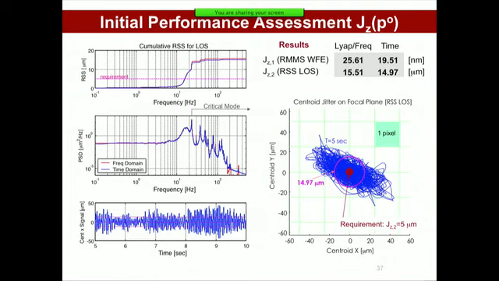Initial performance assessment. So this is really trying to find the requirements, deriving the requirements for the structure, for the optics, for the controller, knowing that this is the point. If you want to have this science happen, you've got to point with that precision. That is known. So let's flow that down.